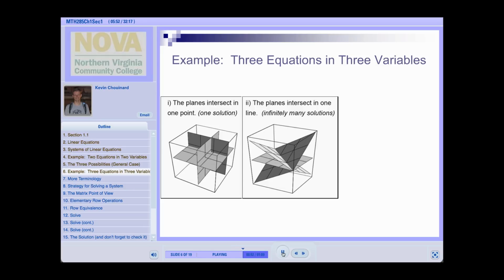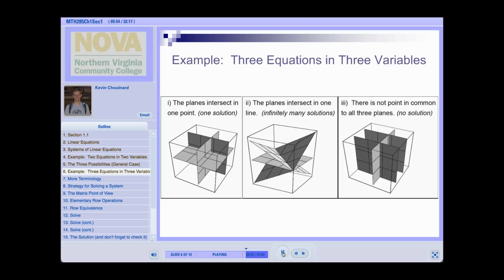Or it could be that of the three planes, there were no points common to all three. And in that situation, there would be no solution to the system of equations.